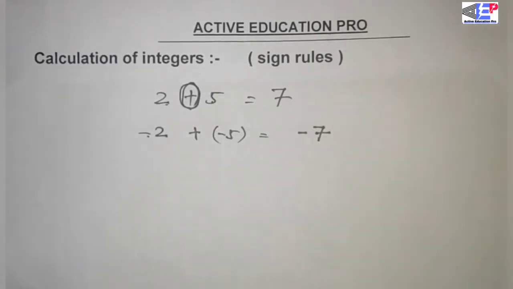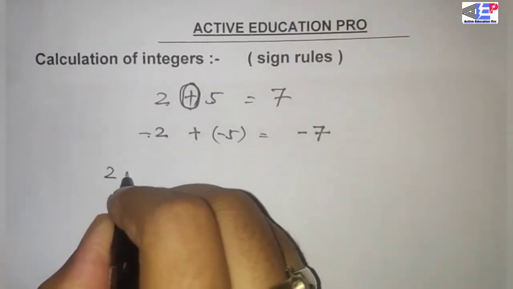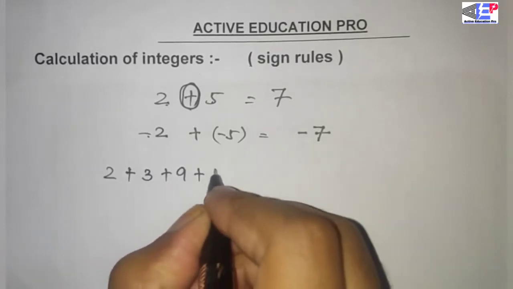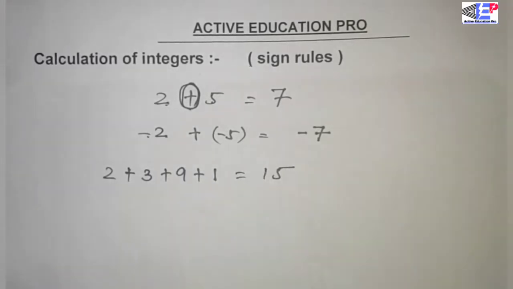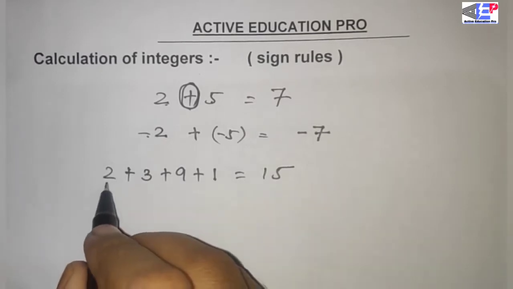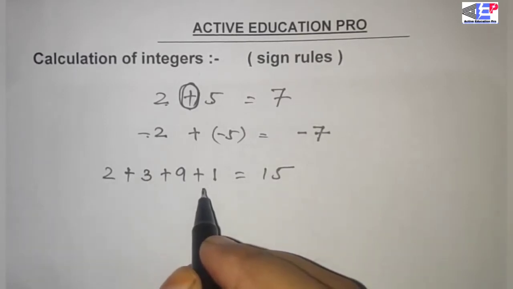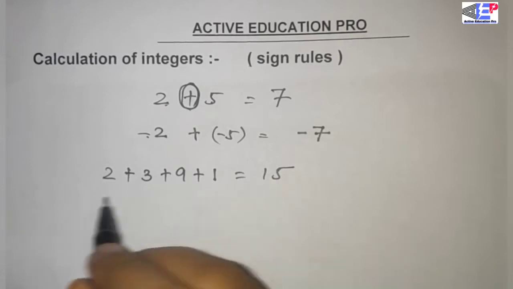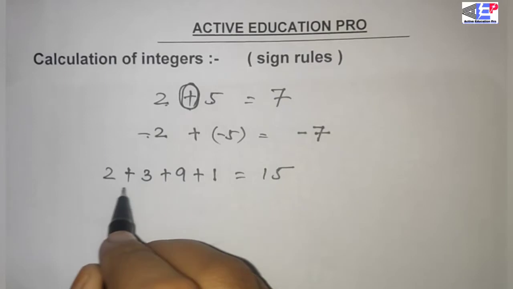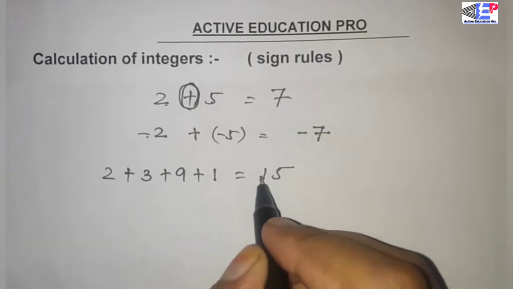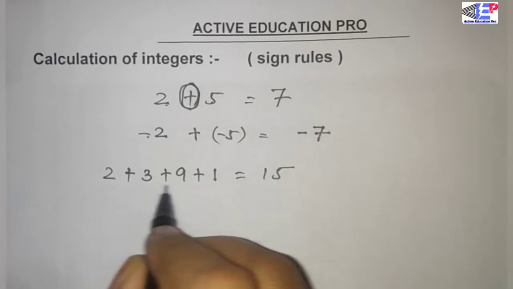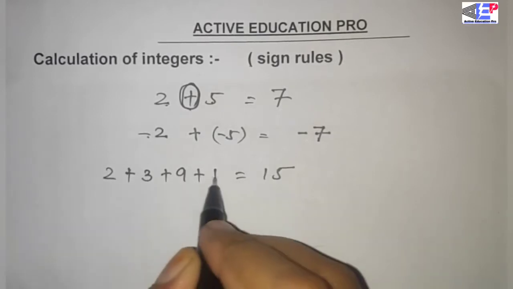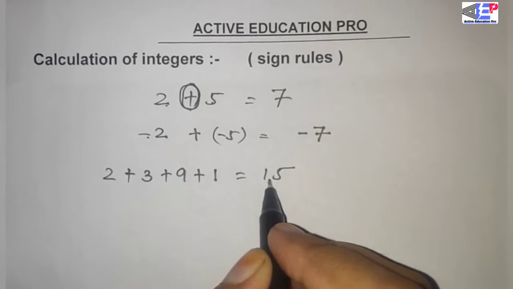Look here, let's take some more examples. 2 plus 3 plus 9 plus 1, you know it is 15. Here we add four integers, 2, 3, 9 and 1, and all are positive integers. So according to our theory, if all are of the same sign, means all are positive integers, the answer is a positive integer. Just add the numerical values 2, 3, 9 and 1 and get the result 15.